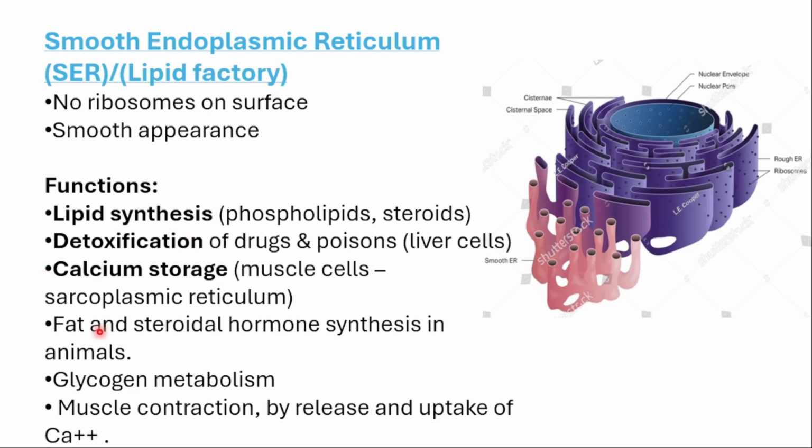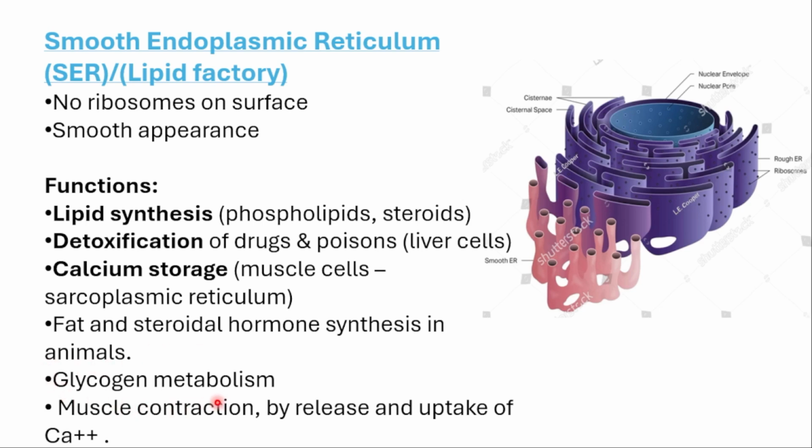And other than that, fat and steroidal hormone synthesis in animals. In animals especially, fats and steroidal hormones are synthesized by whom? SER. Just keep in mind, in this chapter, cell the unit of life, what is important is the organelle, its function and its role in the life of that organism. Just keep in mind what is the main role. In NEET also, only such kind of questions they are going to ask.